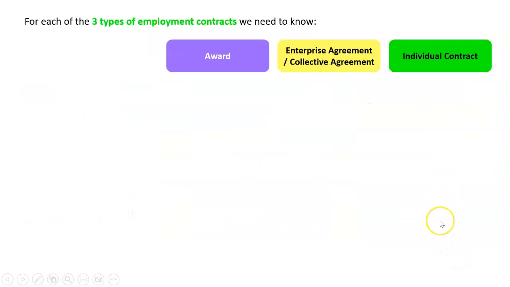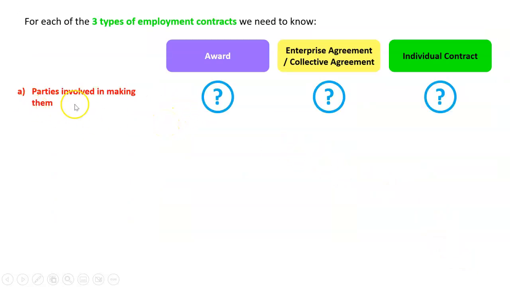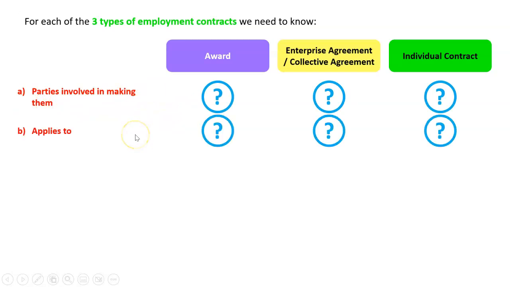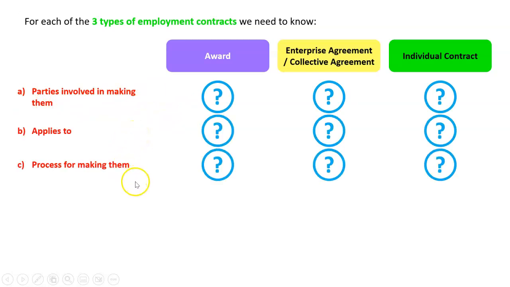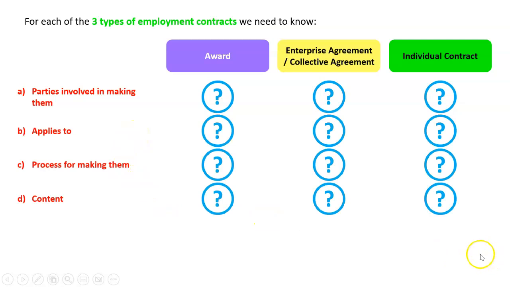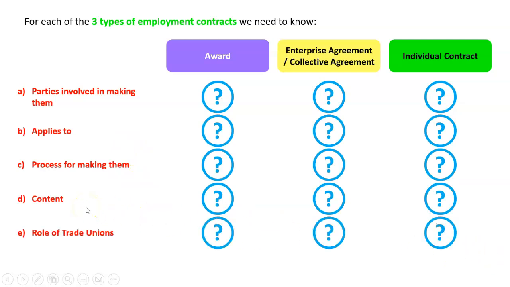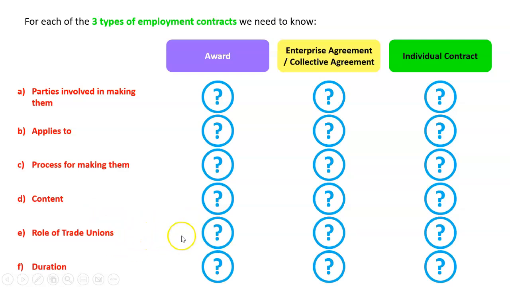But what we want to know now is, well, how do these actually get negotiated and determined? So we want to answer the following questions. Who are the parties involved in making each of these contracts? Who do they apply to? What's the process for making them? What's the content of them? What's in them? What's the role of the trade unions? And what's the duration? How long does each one last?